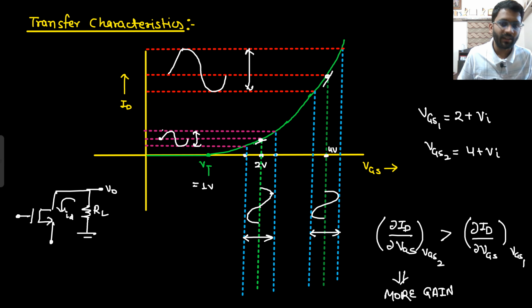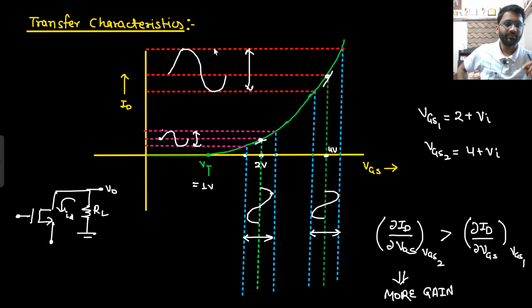Then we saw in the graph that if we give the DC bias to be 2 volt, then the amplification we are getting is this much. If we give the DC supply to be 4 volt, then we get this much amplification. So at the higher VGS, we are getting more amplification. That means when the slope is higher, we will get more amplification. Now at 6 volt, there will be a higher slope, so we will get more amplification.